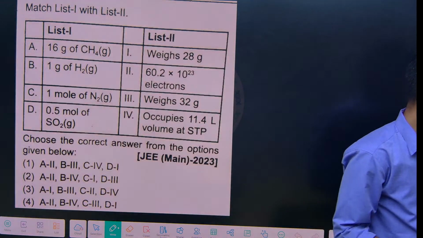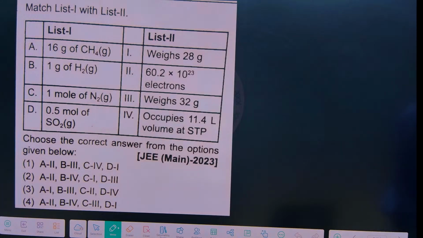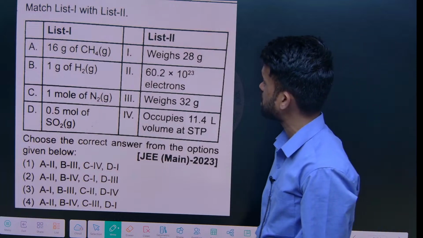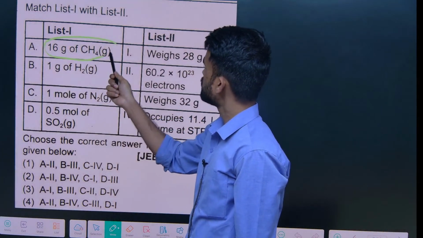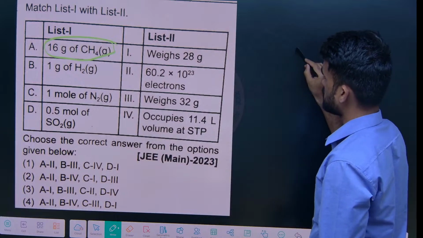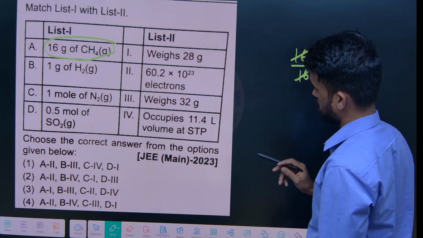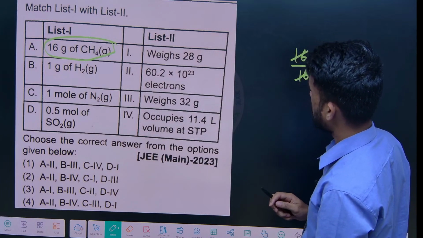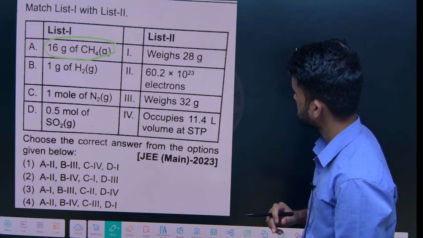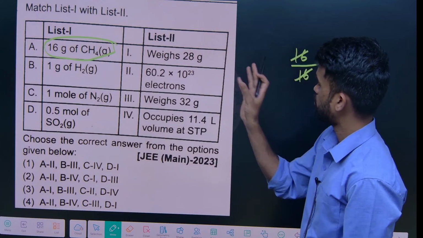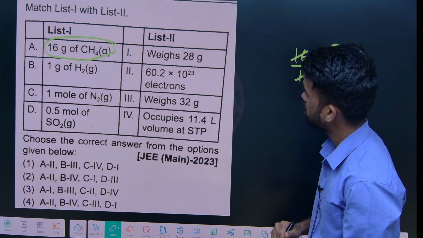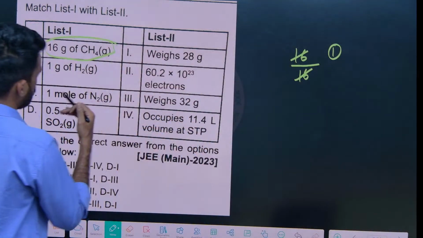Look at this question. Again, this is purely a mole concept based question. Tell me what is your answer for this? 16 grams of methane means what you can say? The molar mass of methane is also 16, so you can say 1 mole of that substance. 1 mole has Avogadro number of methane molecules, so that option is not there. Let's go through the other things also.